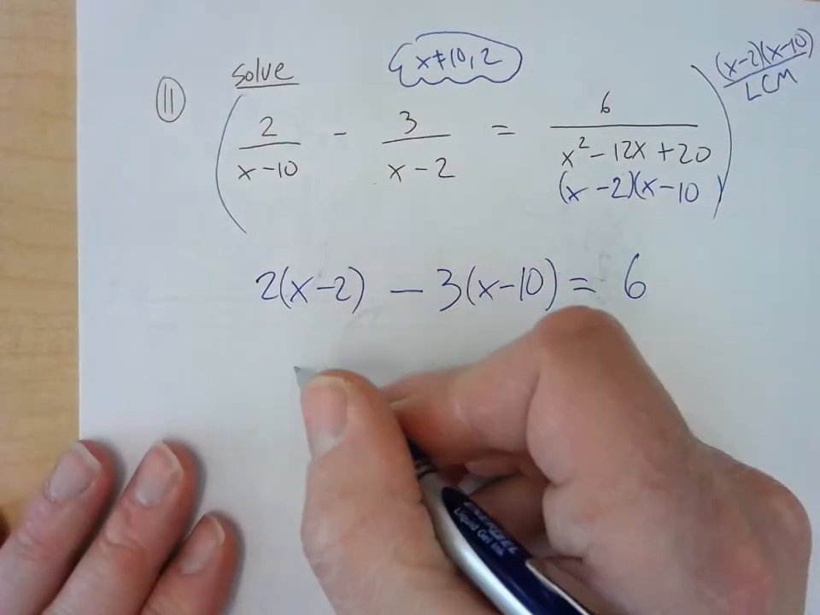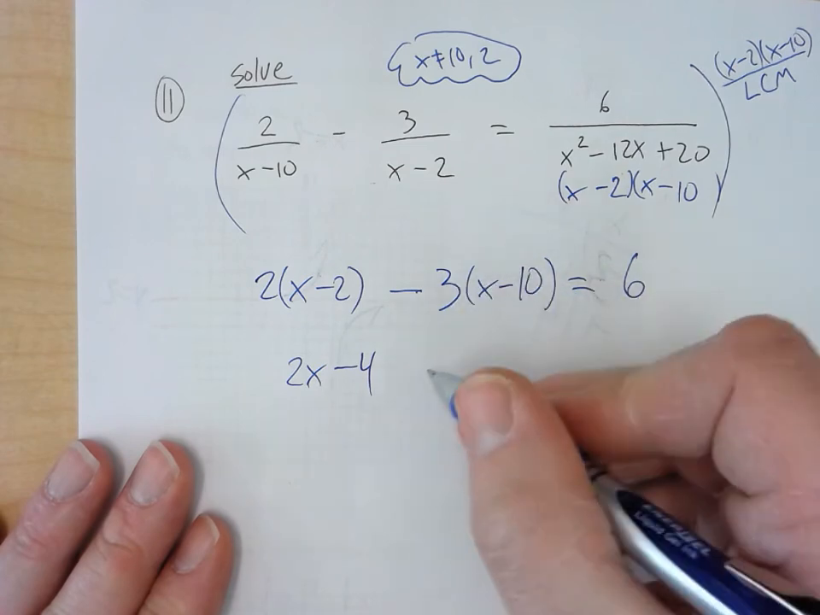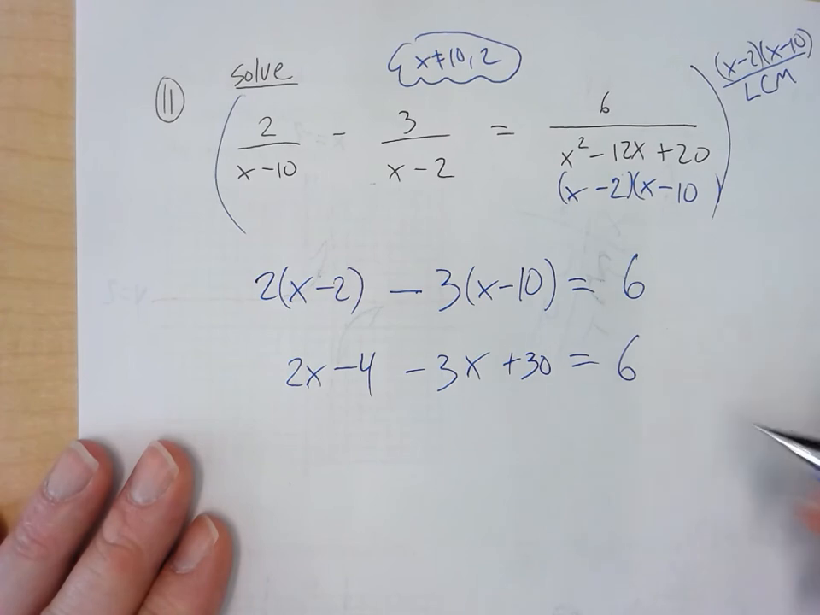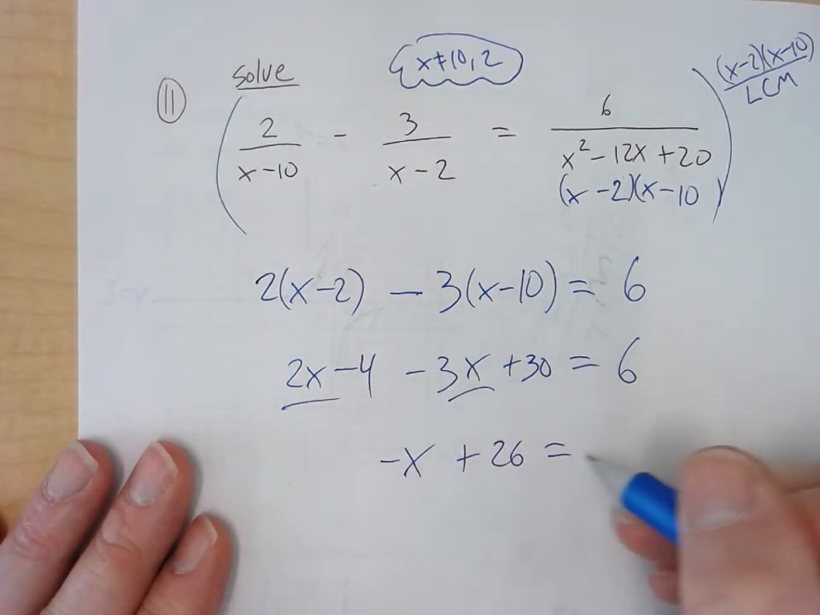So I distribute, piece of cake. Be careful not to forget to distribute the negative. So it's minus 3x plus 30 is equal to 6. Combine like terms, negative x plus 26 is equal to 6.